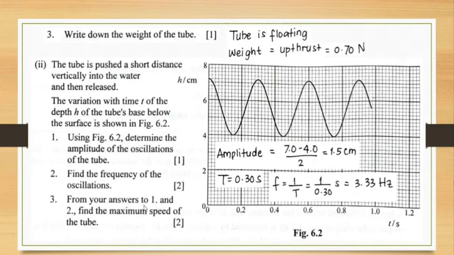From your answers to 1 and 2, find the maximum speed of the tube. Before we find the maximum speed, I want you to see the equation of displacement. Displacement is the amplitude x0 times the cosine of omega t.